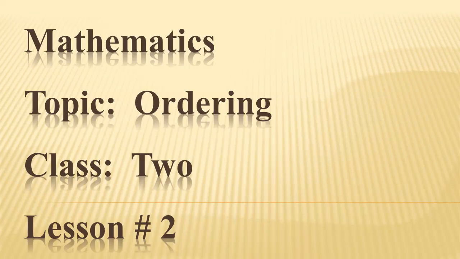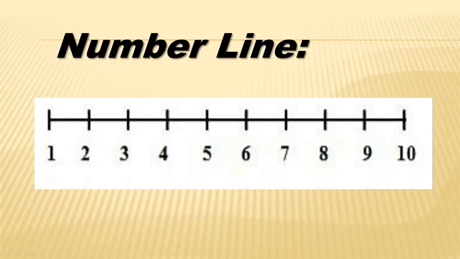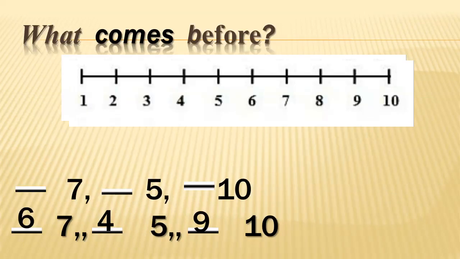Today our topic is ordering numbers. In this lesson we will learn what number comes before, between and after the number with the help of number line. Here we have some numbers in which what comes before 7, what comes before 5, what comes before 10. Can you tell me what number comes before 7? Let's see what number comes before 7 in number line.